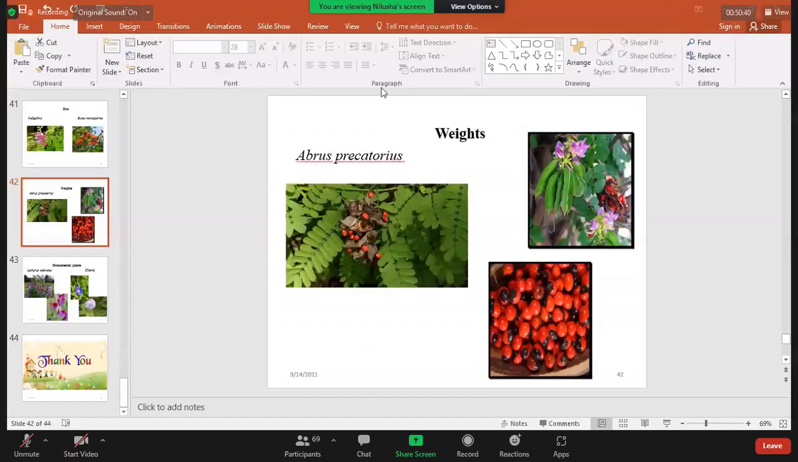Ma'am, in the discussion part, should we only differentiate the inflorescence part? Yeah, flower parts you want to differentiate. Wait, I will tell. Okay, ma'am.